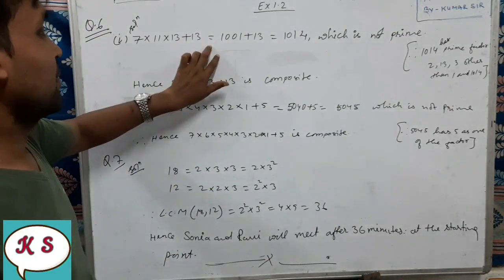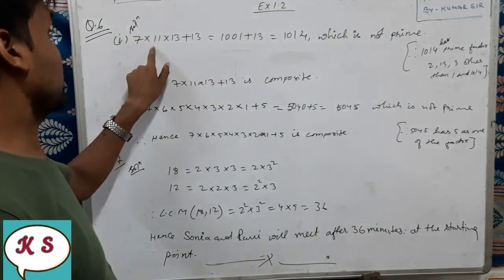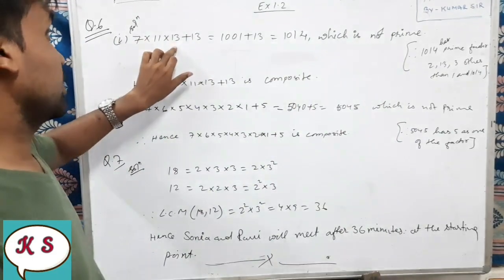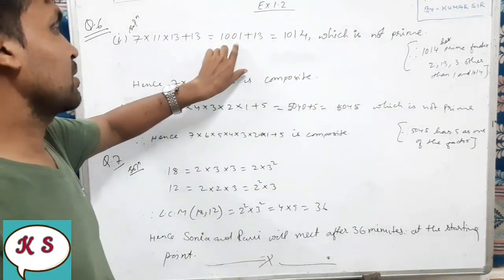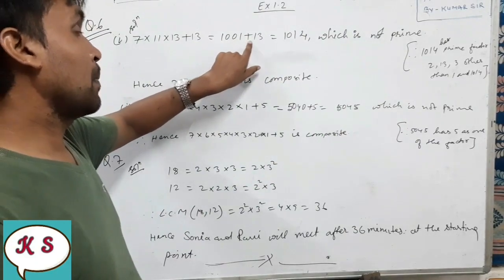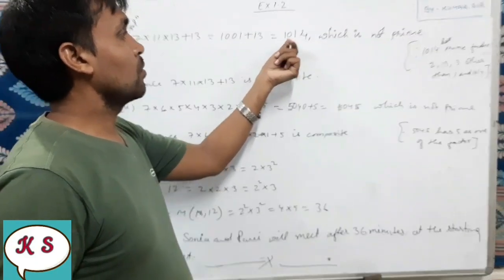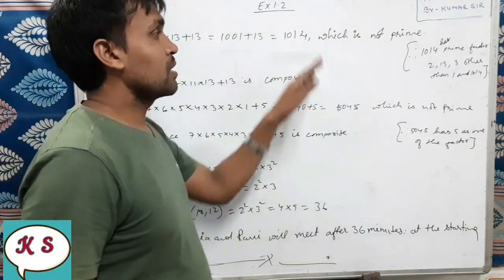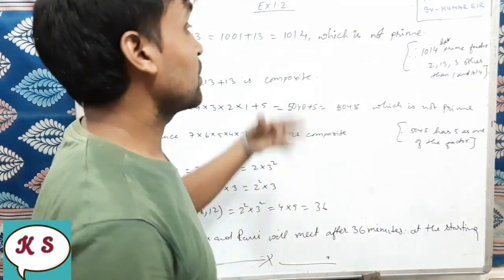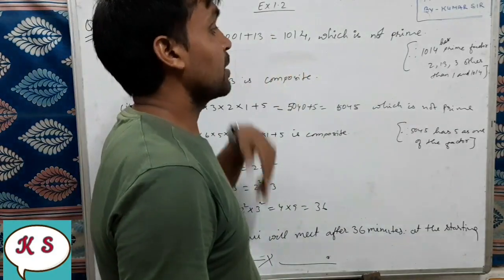So if you multiply 7 into 11 into 13 plus 13, what will you get? 1001 plus 13. When you add it, you get 1014. So this is not a prime number. Why is it not a prime number? Because it has a factor other than the number itself.